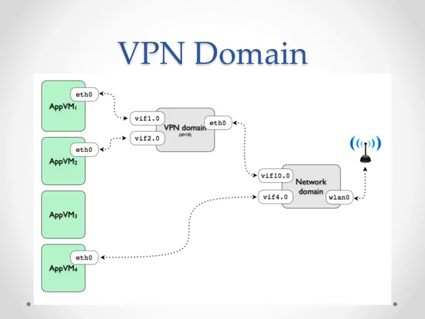VPN Domain. Another interesting concept in the paper is the VPN domain. This is a VM that sits between the network domain and one or more app VMs to provide VPN access. In theory, a similar setup could be used for things like a firewall that is only applied to certain VMs as well. I like this concept because it allows individual VMs to be assigned to their own unique networks.